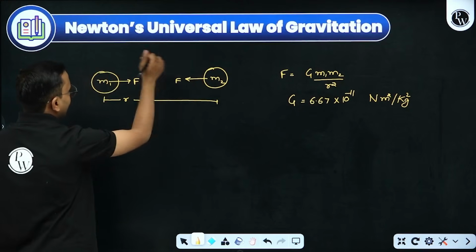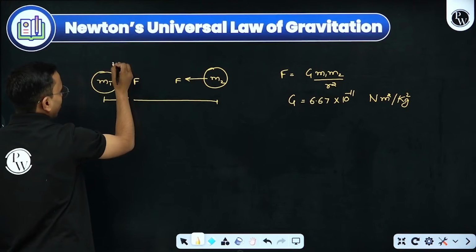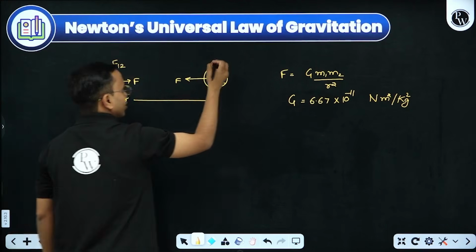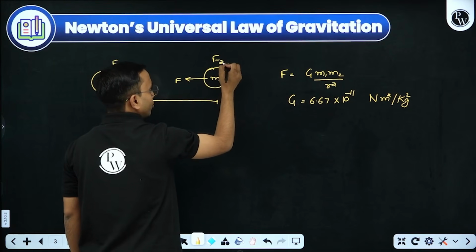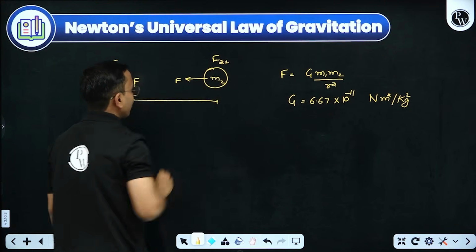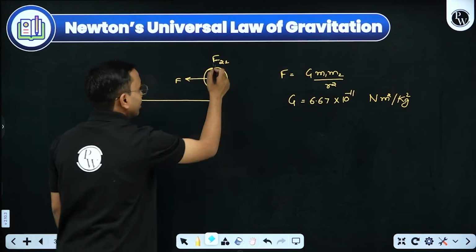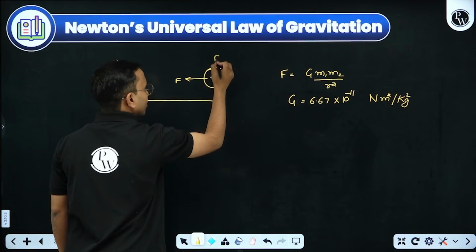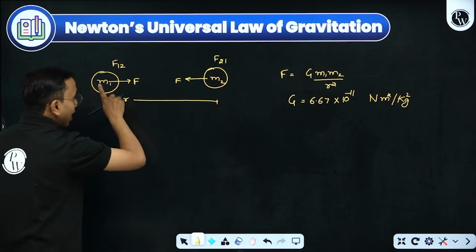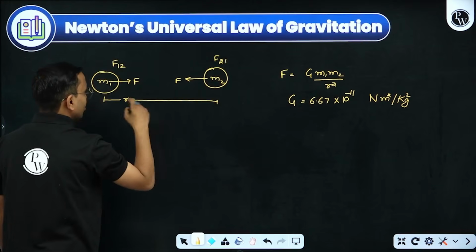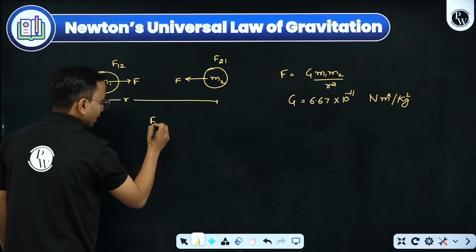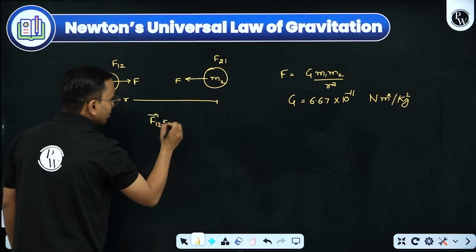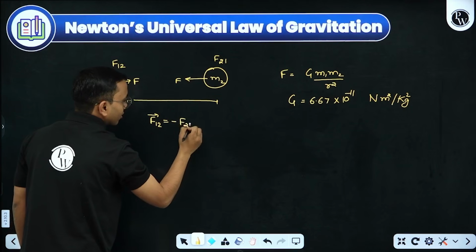Now, if I say this is my force on 1 due to 2, this is my force on 2 due to 1. They have the same magnitude, but the direction is opposite. So in vector terms, when I say F12 is just the opposite of F21.